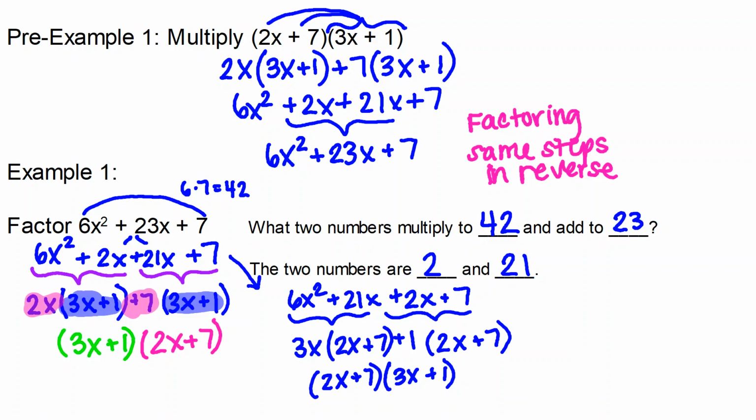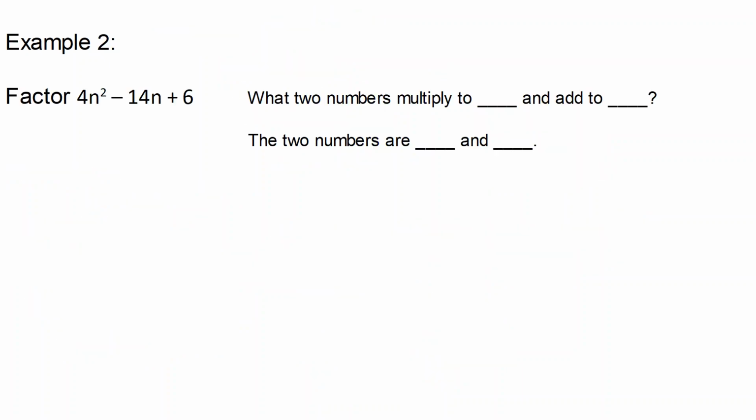Okay, let's try example 2. In this example, we check for a GCF, and there is one. Okay, that would be a 2. So when we do that, we have 2n squared minus 7n plus 3. So now we're no longer looking at this original polynomial. We're looking at this 2n squared minus 7n plus 3.